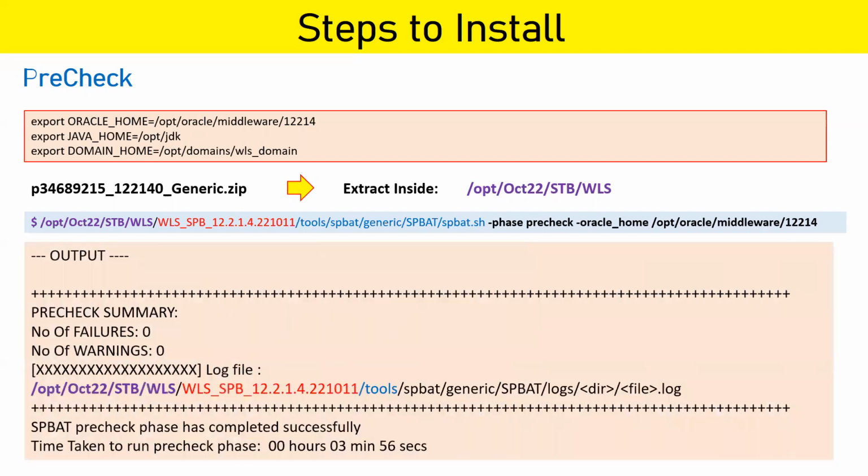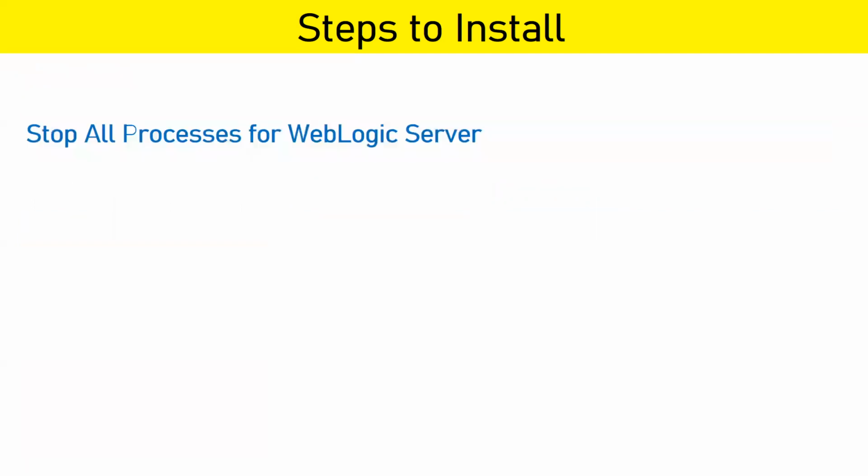Okay, and once it is successful, you will see the output like this: pre-check summary, number of failures 0, number of warnings 0, and it will show you the location of the log file. SPBAT pre-check phase has completed successfully, and the time it has taken by this utility. So once your pre-check is good, that means you are good to go for applying the patches.